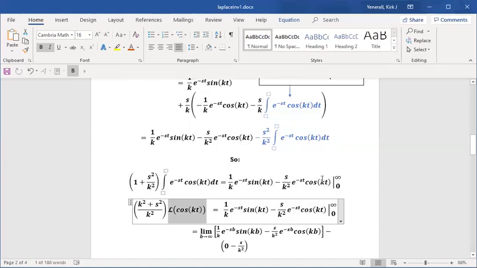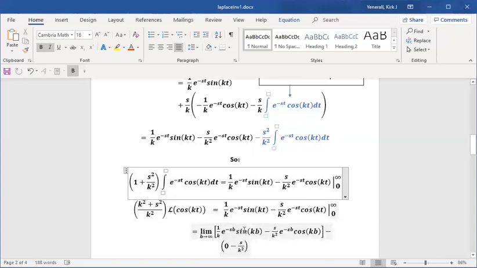Well, what do we get when we evaluate these functions on the right-hand side? Well, there's two parts to that. The first part is a limiting piece where we substitute in b to these two expressions and let b go to infinity. And the second part is subtracting off what we get when we evaluate these at 0. Well, let's talk about each of those parts. The first part, the limiting part.